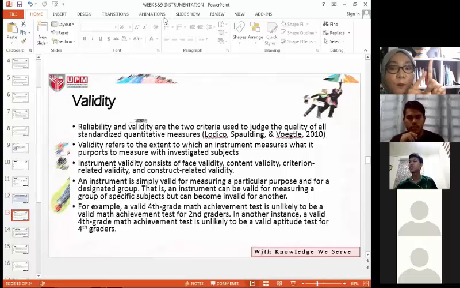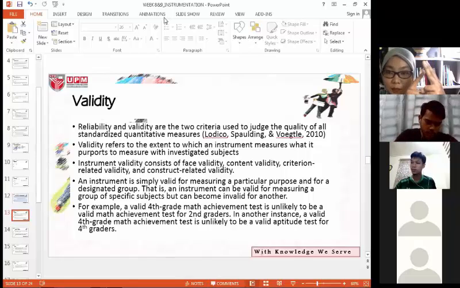First, your operational definition. The second one is the instrument. There are two things that you need to start your checking process: the instrument itself and your operational definition. To make sure your instrument is valid, we need to check whether the instrument that you choose reflects your operational definition.